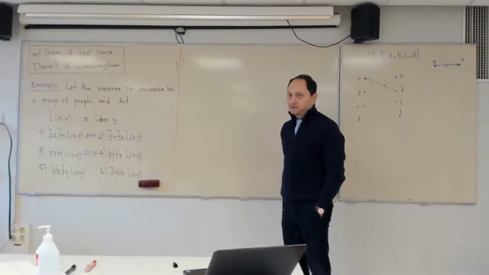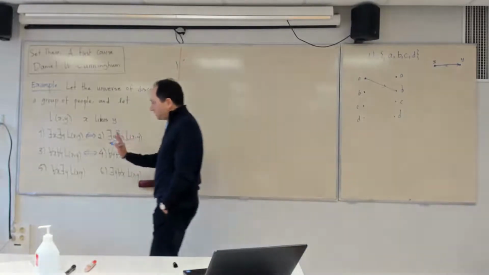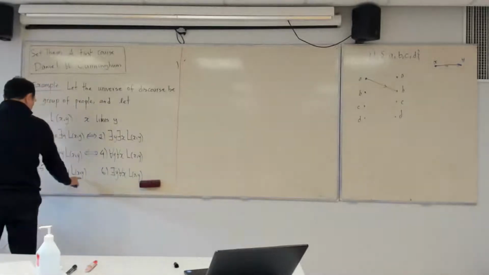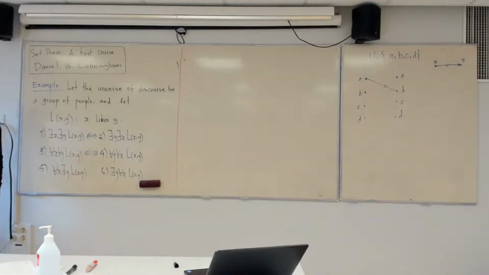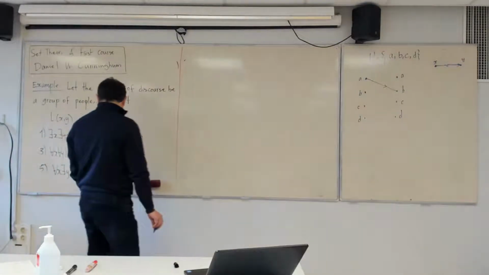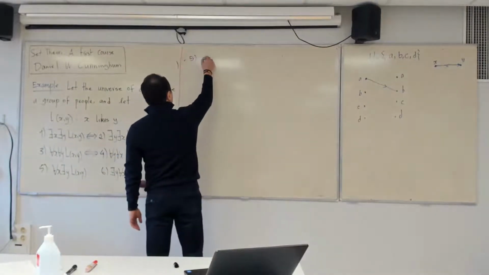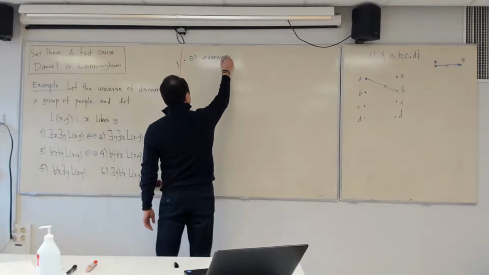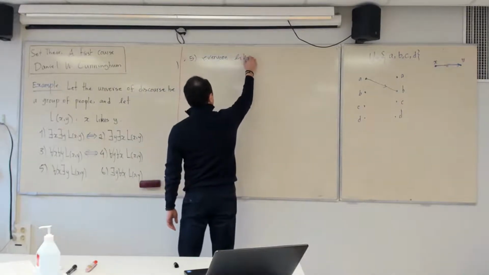Yes? Can I say what relationship they have? No, not the relationship. Just read this in English sentence. How do you read it? Yes? Everyone likes someone. Everyone likes someone. Yes. Everyone likes someone. Thank you. So number 5, everyone likes someone.